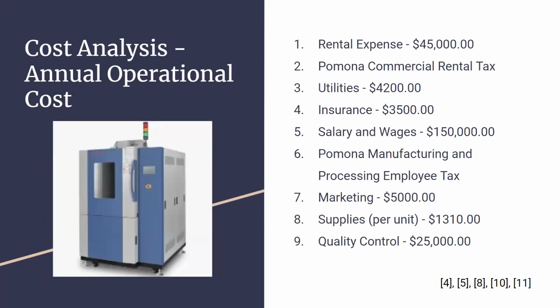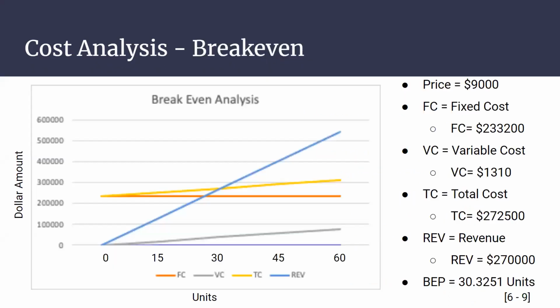Next, for annual operational costs. The report goes into more detail, but for the sake of the simplicity of this presentation, we'll be going over the 9 most important, being the rental expense, amount of commercial rental tax, utilities, insurance, salary and wages, amount of manufacturing and processing employee tax, our marketing, supplies, and quality control, all being annual besides supplies, which is per unit. Lastly, we have our break-even point.